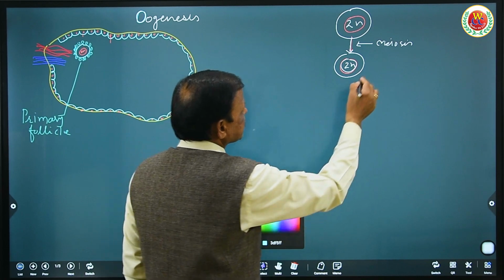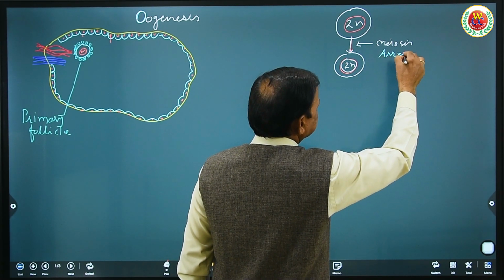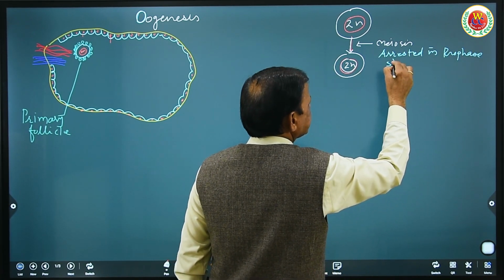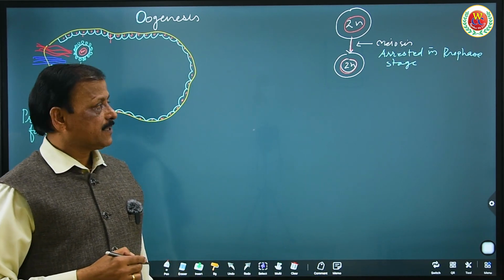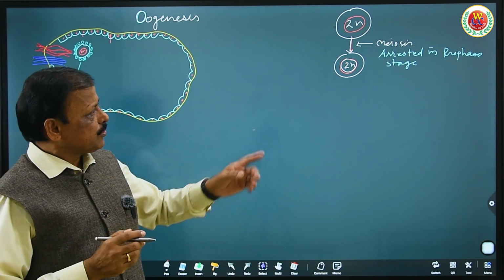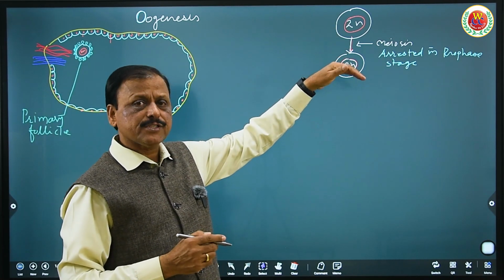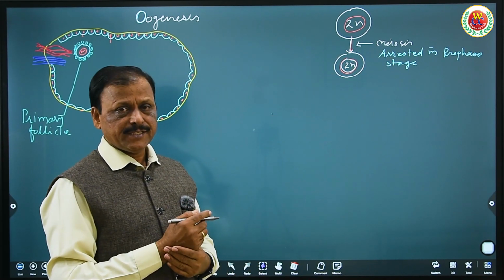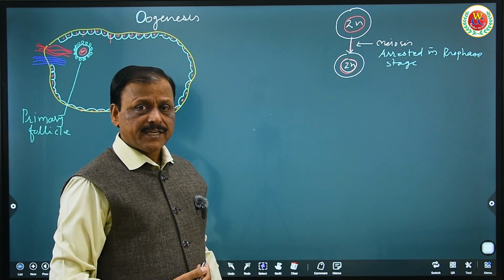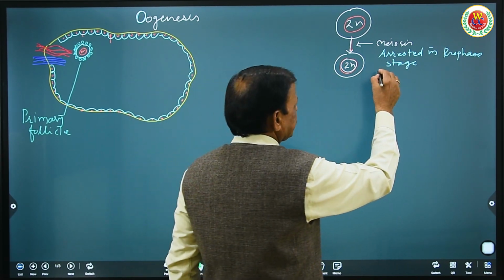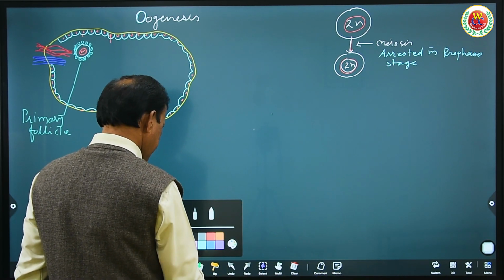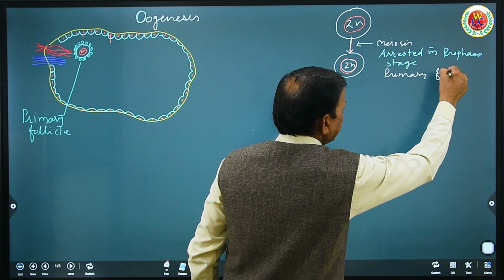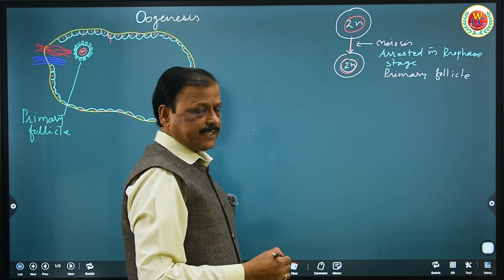So I can mention here in which stage it is arrested. So here this is arrested in prophase stage before the birth. It remains in the arrested stage. Now millions of these primary follicles which are produced in each ovary before birth are arrested in prophase stage. So the female fetus is born with these primary follicles. This is very important to understand. These are the primary follicles arrested in prophase stage before birth.